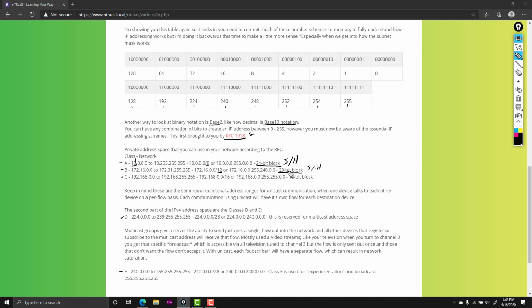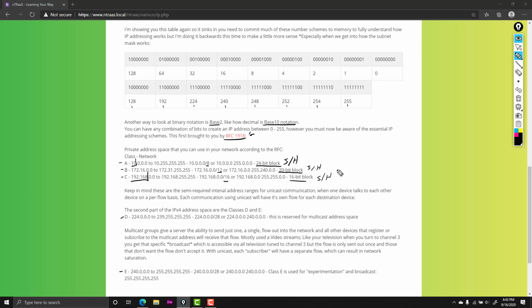Now for class C, we have 192.168.0.0 through 192.168.255.255. In this particular subnet, we have a /16, which gives us a 16-bit block. You'll notice that the /16 gives us this network to start out, 192.168, and gives us the other 16-bit blocks for our subnets and hosts. Keep in mind that these are semi-required internal address ranges for unicast. When one device talks to another device, it's on a per-flow basis, which means each communication using unicast will have a flow for each destination device, or basically communication itself.